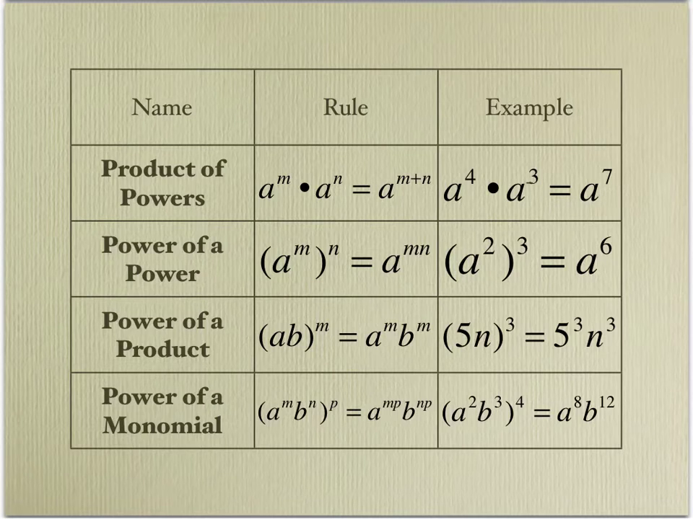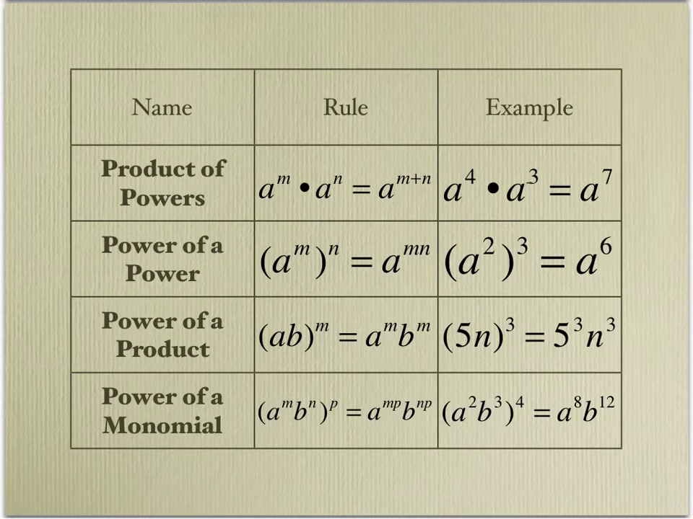Here we go. Alright, the first one is product of powers, and the rule is a to the power of m times a to the power of n equals a to the power of m plus n, and the example would be a to the fourth power times a to the third power equals a to the seventh power.